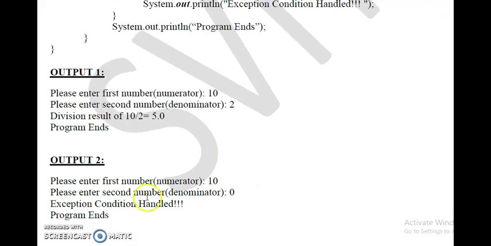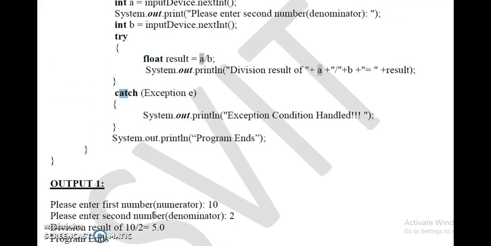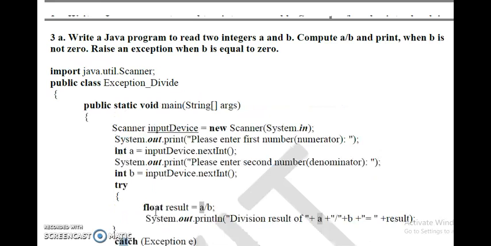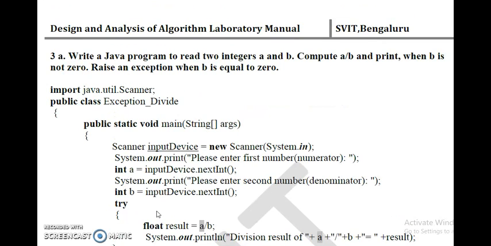System.out.println program ends. This is the output of the second case where an exception is raised. It finds that an exception is raised in the try block, immediately jumps to the catch block, and the remaining statements below the catch block are executed till the program ends. This is how the program design is made to handle the exception here. Thank you.